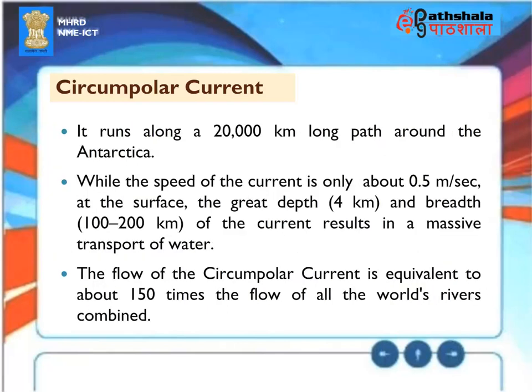It runs along a 20,000 kilometer long path around the Antarctica. While the speed of the current is only about 0.5 meters per second at the surface, the great depth, 4 kilometers, and breadth, 100 to 200 kilometers, of the current results in a massive transport of water. The flow of the circumpolar current is equivalent to about 150 times the flow of all the world's rivers combined.